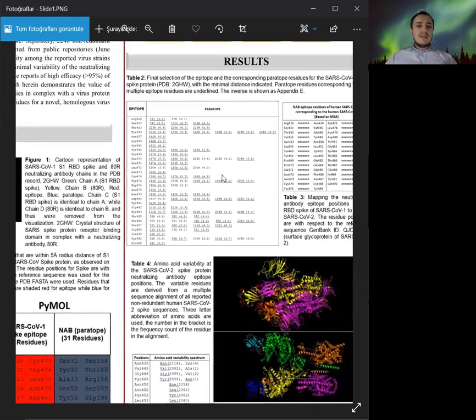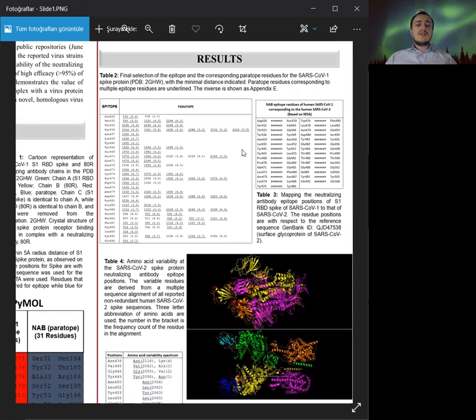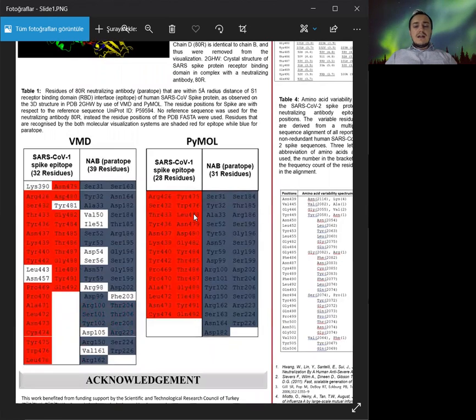Let's dive into the results. Table 1 shows the epitope and paratope residues determined by the different visualization systems. In red are the overlaps between the two systems. VMD provided several extra residues, and upon further selection, we ended up with a total of 29 residues of the S1 RBD that were observed to be interacting with 34 residues of the neutralizing antibody in the PDB structure 2GHW. These 29 epitope residues and 34 paratope residues are shown in table 2.